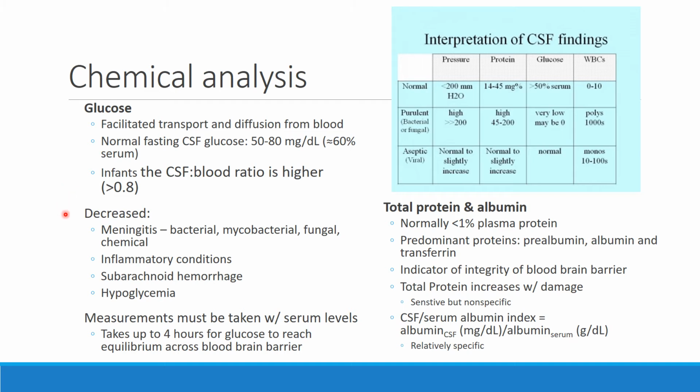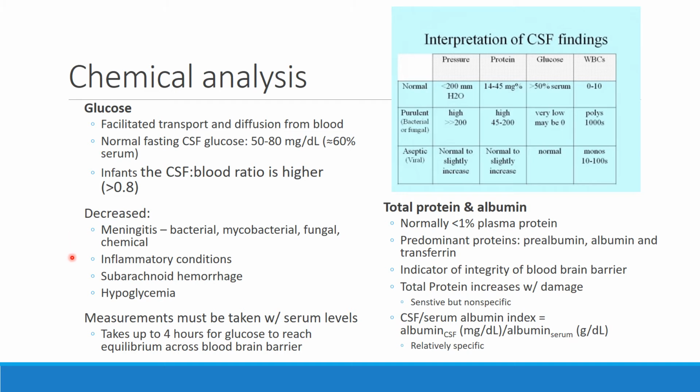That glucose level will be decreased in the following conditions. So you can see in meningitis, in bacterial, mycobacterial, and fungal meningitis, those situations, the bacteria are actually using the glucose, and so it decreases the glucose level in the CSF. Viral, it will not be decreased at all.